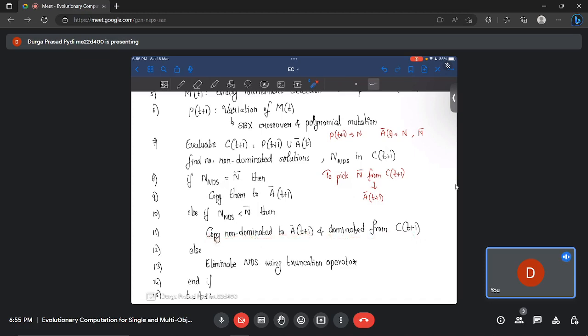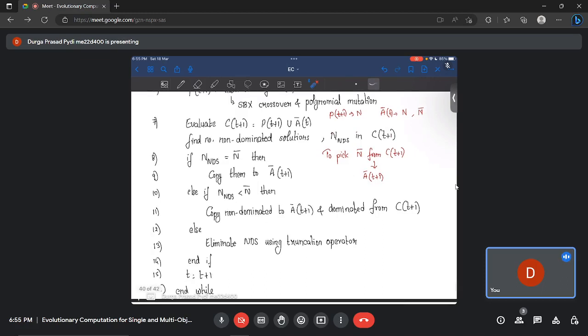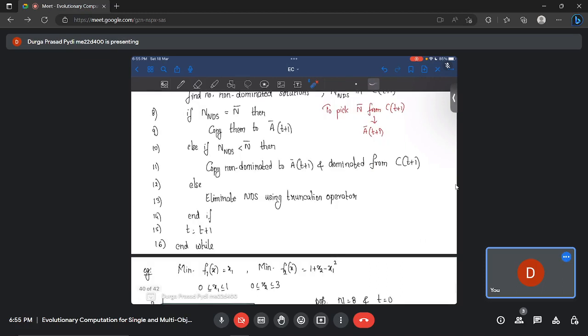To fill the remaining gap, you need dominated solutions, but there are so many dominated solutions. Which one of them will we choose? There should be some strategy for that. And if you are having more non-dominated solutions, then you need to reduce the number of solutions. What is the strategy you are going to use for that? If you think of the truncation operator, basically you have some 10 solutions and you want to choose 8 solutions from them. How will you go about that?